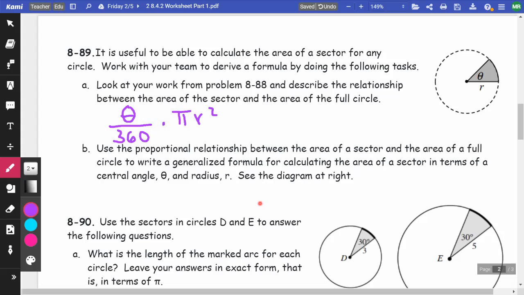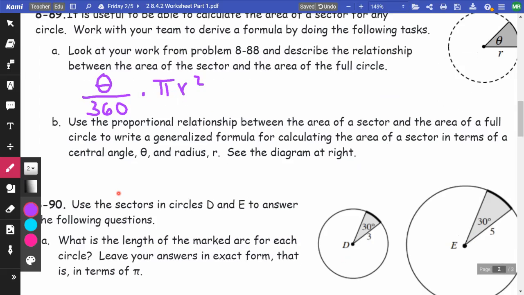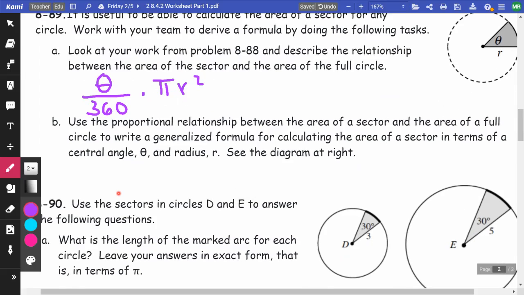So here they're asking us to write a generalized formula. I actually wrote it above, okay? Here I wrote it. Let me kind of clean it up. So again, it's going to be theta. I'll just write it here, put an arrow here. So it's going to be this theta.